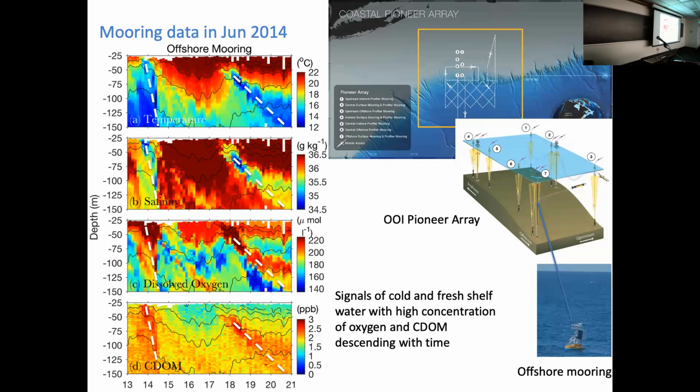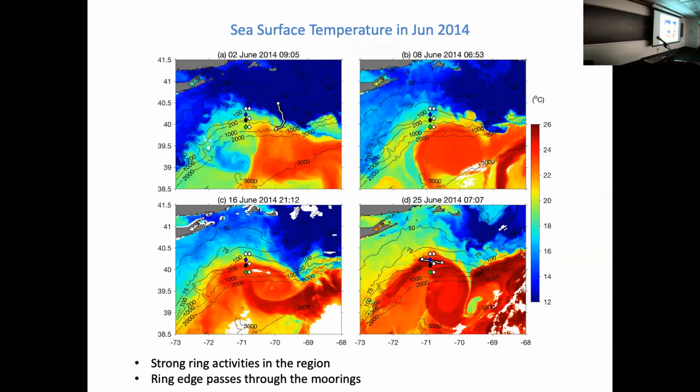So then we look at the satellite images again. This is the same month, June 2014, and those are the moorings, and the offshore mooring is the green one. From this image, you see there was a warm core ring spinning around in the region. So this may be something related to the warm core ring, particularly the edge of the ring. If you look through this sequence, you see the edge of the warm core ring crossing the moorings. So maybe this is something related to the ring phenomenon.